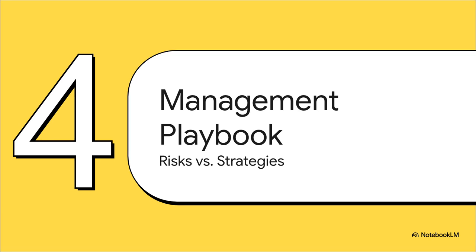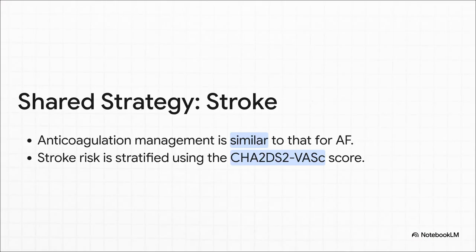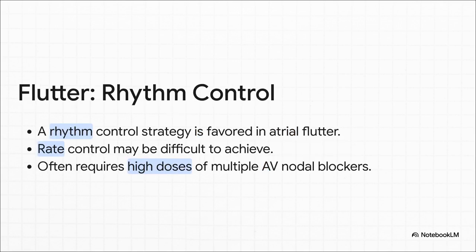Now, even though both of these can lead to a stroke, which is a huge deal, the way we actually manage the rhythm itself is very, very different. But first, let's cover what's exactly the same, because this is super important: stroke prevention. The approach is identical. Doesn't matter if it's flutter or fib, you're going to use the exact same tool to figure out their stroke risk: the CHA2DS2-VASc score. The decision to put someone on a blood thinner is based on that score, not on which of these two rhythms they have. But here's the big split in strategy.